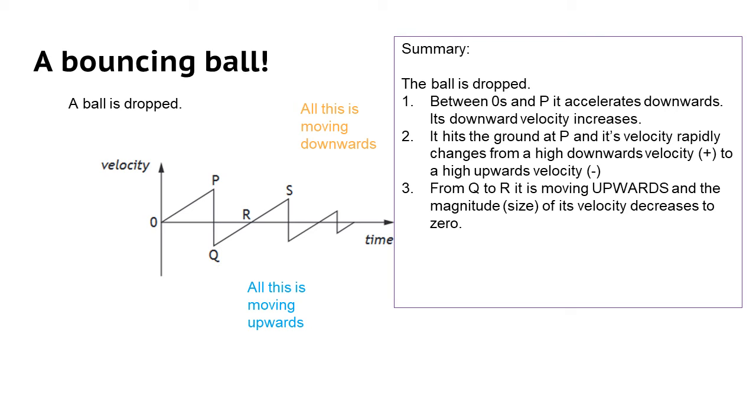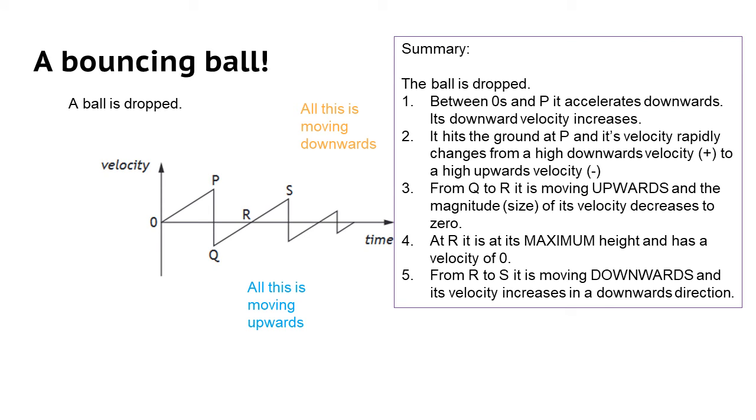From Q to R, the ball is moving upwards, and the magnitude, the size, of its velocity decreases to 0. At R, it's at its maximum height, and it has a velocity of 0. And from R to S, it's moving downwards again. It's got a positive velocity, and its velocity increases in a downwards direction.